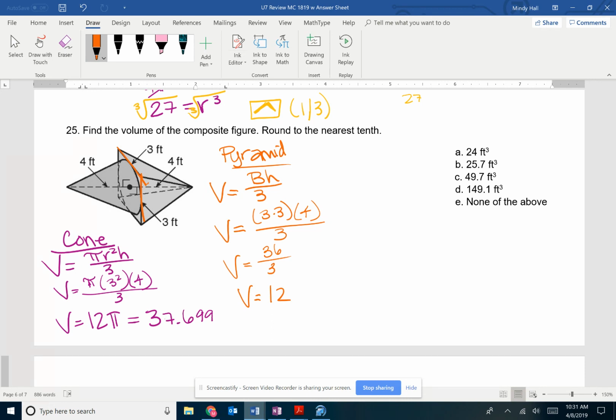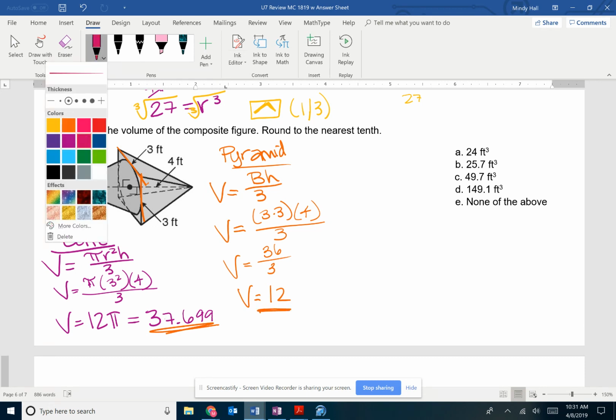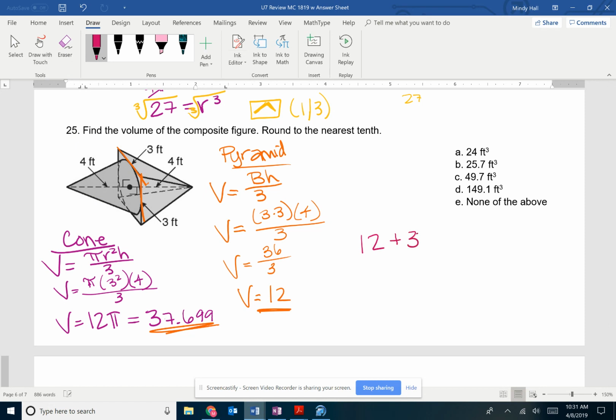So then, because I now have my two volumes, I'm just going to add them together. So that would be 12 plus 37 point, and since it's nearest tenth, I'm going to go ahead and round this. Tenth is this first digit. The 9 tells me to go up, so this is going to be 37.7. And 12 plus 37.7 would give us 49.7. So that is answer C.